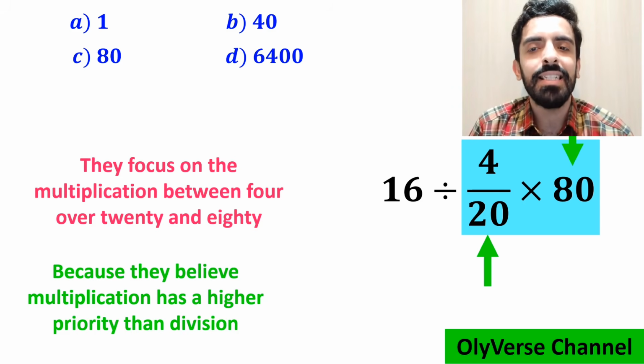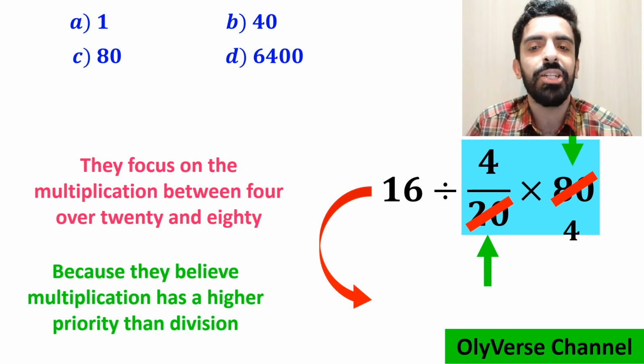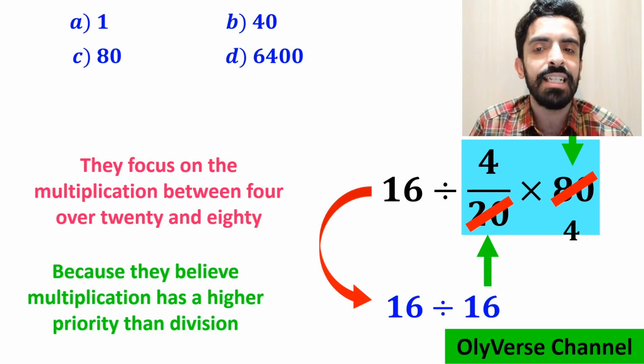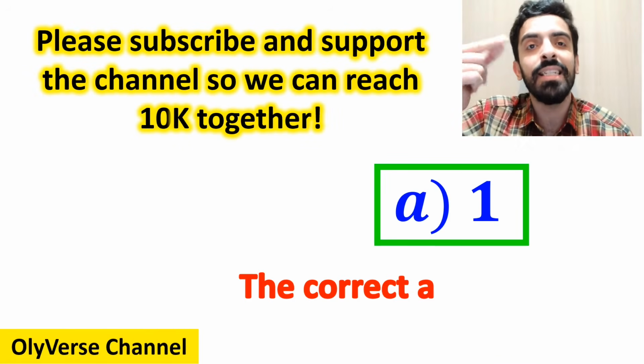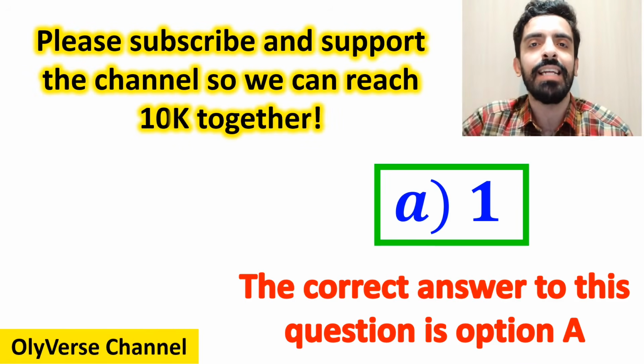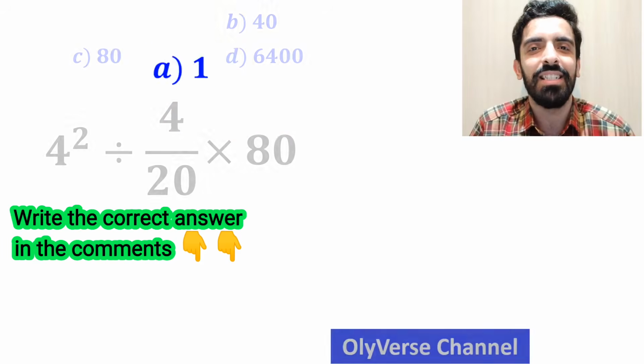Okay, as you can see in the image, they simply cancel out 80 with the 20 in the denominator, and this expression simplifies to 16 divided by 16, which finally gives them the answer 1. And immediately, they conclude that the correct answer to this question is option A. However, it's not the correct answer to this question.